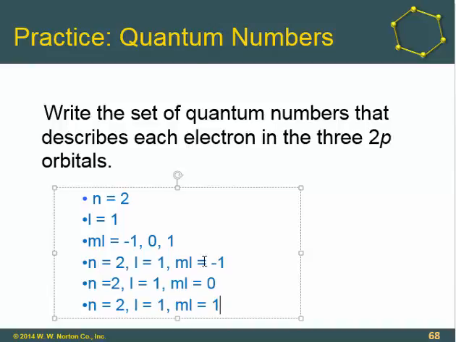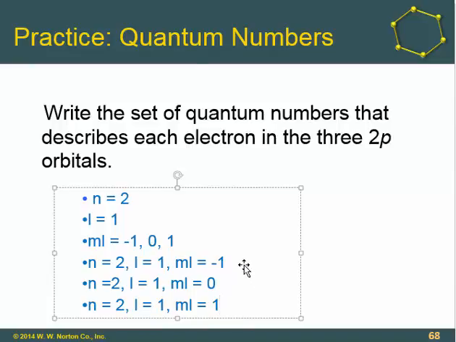Here are the 3 quantum numbers for each orbital. N equals 2, L equals 1, ML equals -1. The second p orbital, N equals 2, L equals 1, ML equals 0. And the third p orbital, N equals 2, L equals 1, ML equals 1.